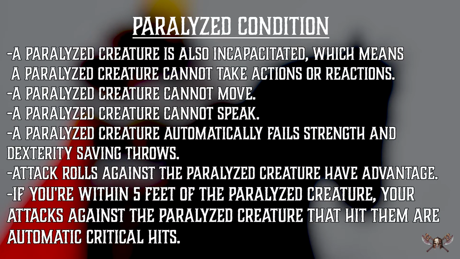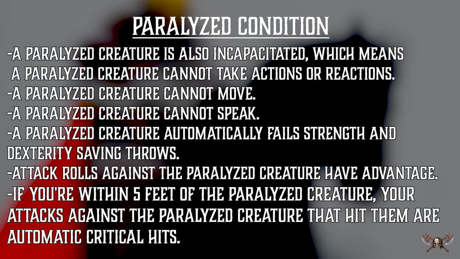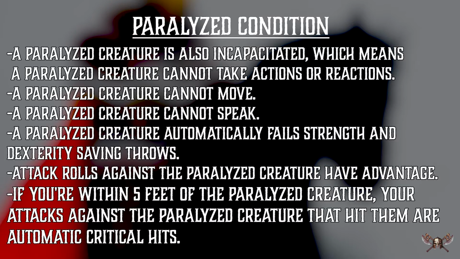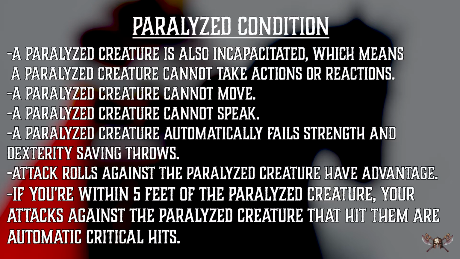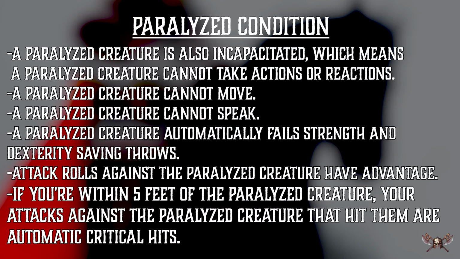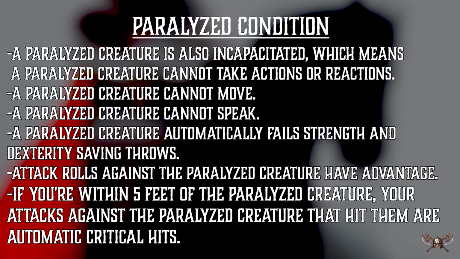A paralyzed creature is also incapacitated, which means paralyzed creatures cannot take actions or reactions. A paralyzed creature cannot move. A paralyzed creature cannot speak. A paralyzed creature automatically fails Strength and Dexterity saving throws. Attack rolls against paralyzed creatures have advantage. If you're within 5 feet of the paralyzed creature, your attacks against the paralyzed creature that hit them are automatic critical hits.